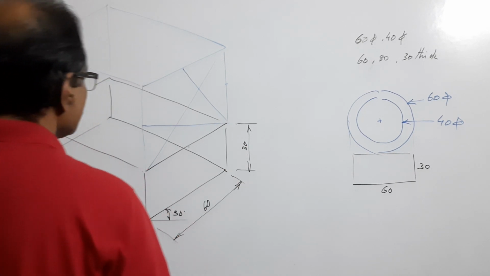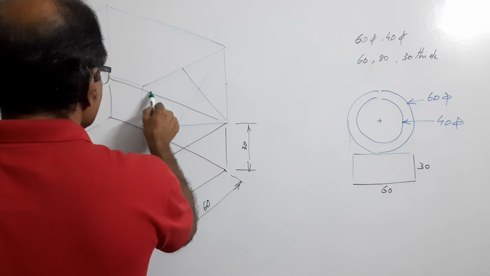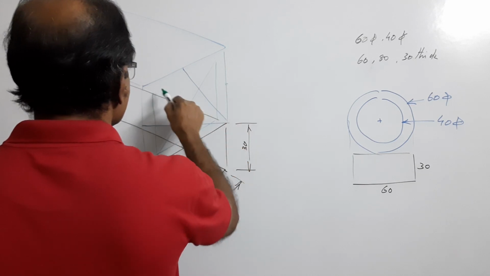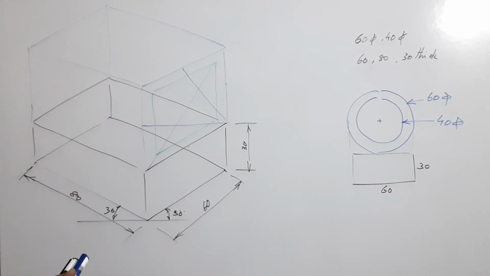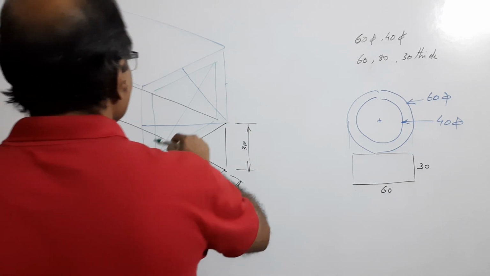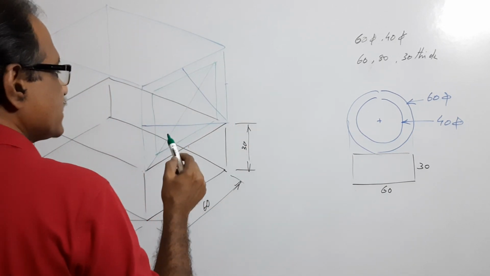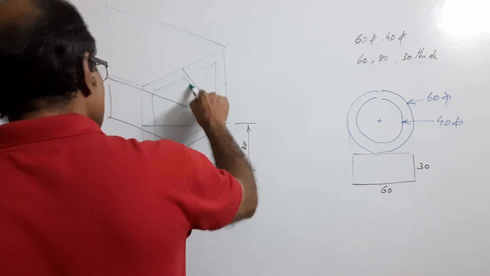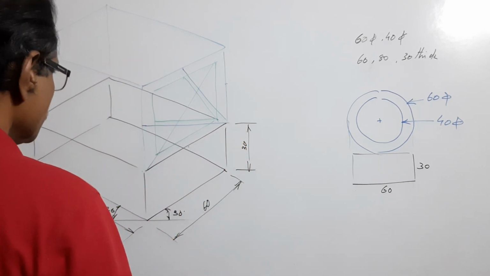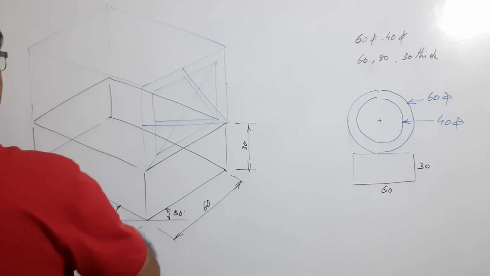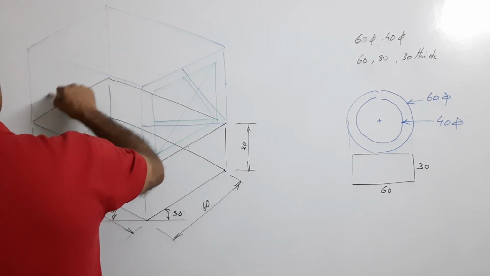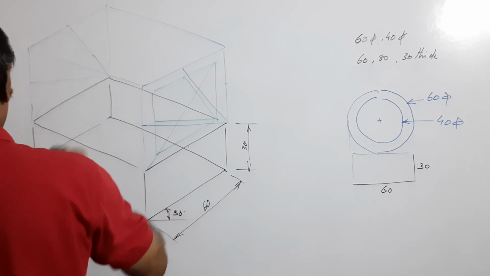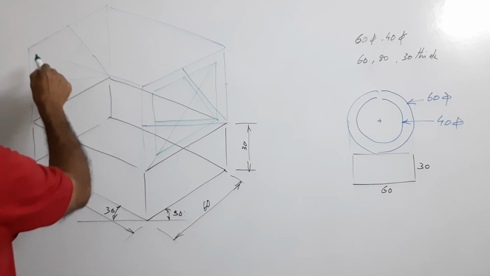Inside this rhombus, draw another rhombus. What side? 40 side. Join the larger diagonal. Larger diagonal coincide. Join the centers to the obtuse angles. Do the same thing here. Join the larger diagonal. Draw the rhombus of 40 side.